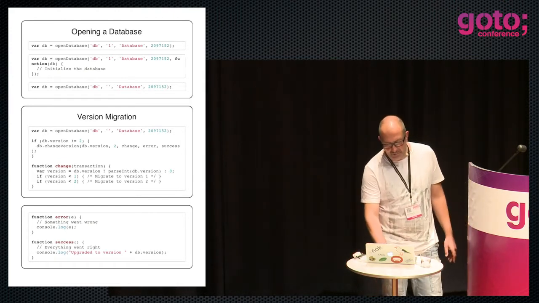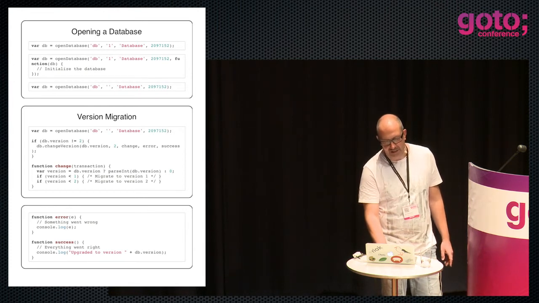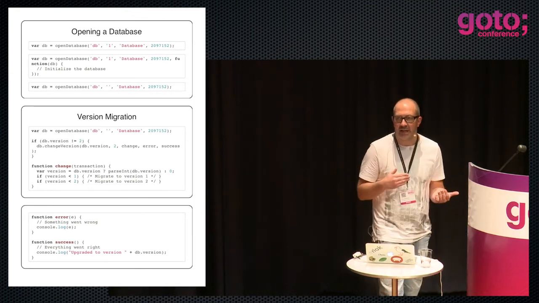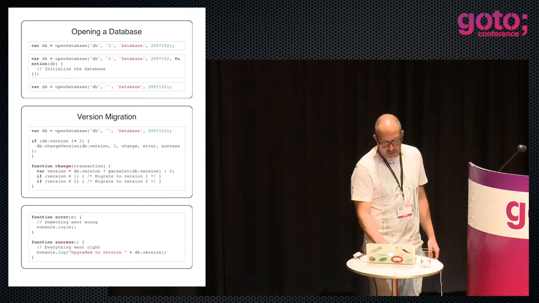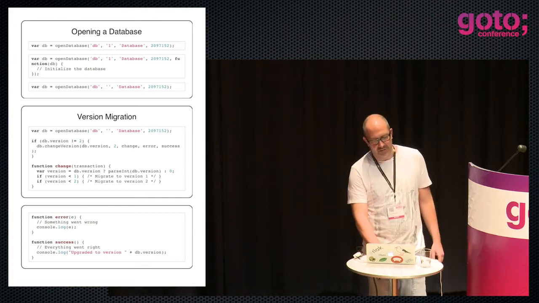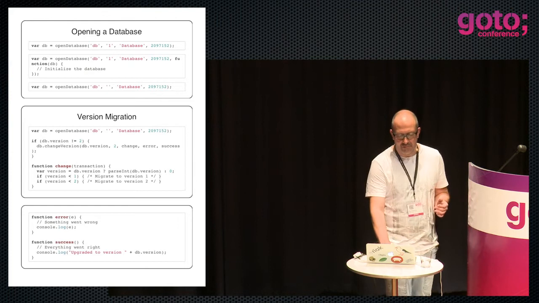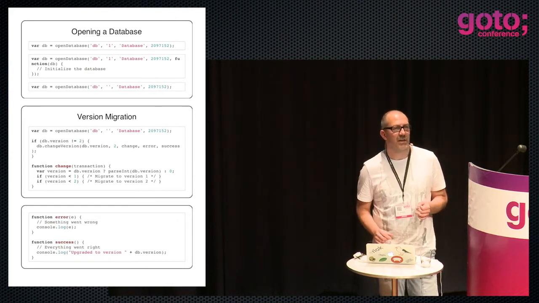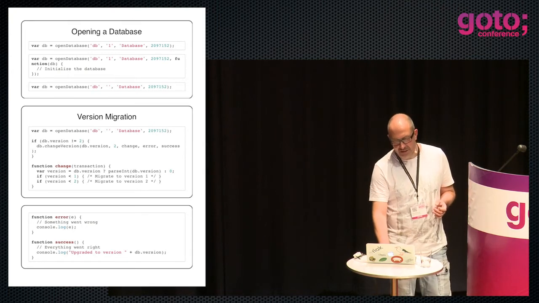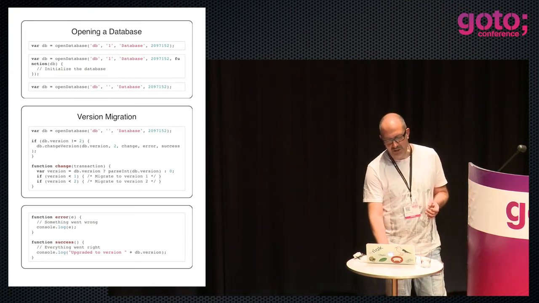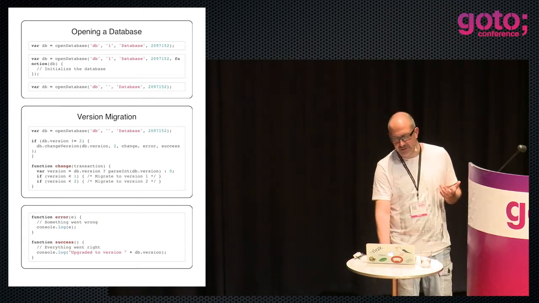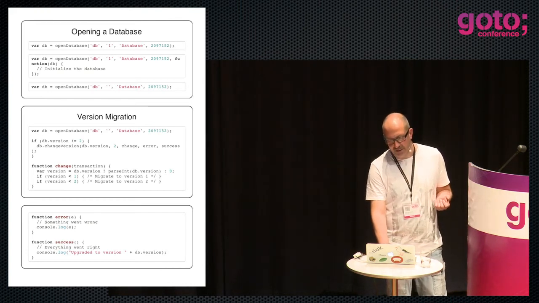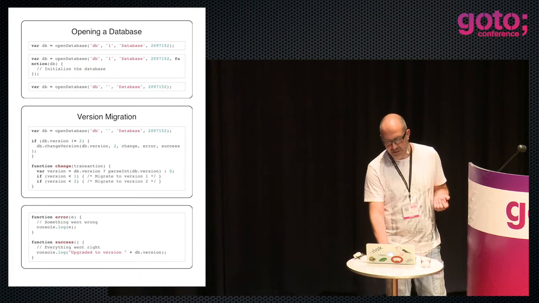So the best way to open a database is by not supplying a version, giving it an empty string, and then you'll get a database back in the newest version. You can then ask if the version you have just opened has the same version number as the one you expected to get. If this is not true, then you can call change version, give it the current version, the version you want to go to, and then three callbacks: change, error, and success.